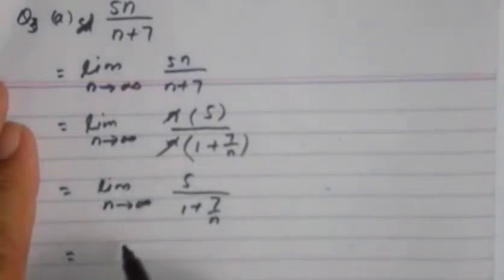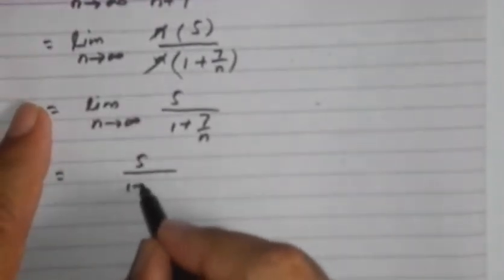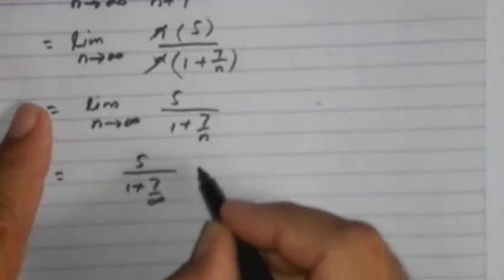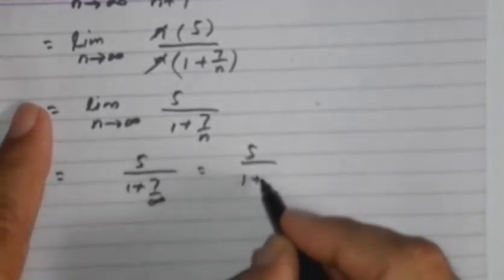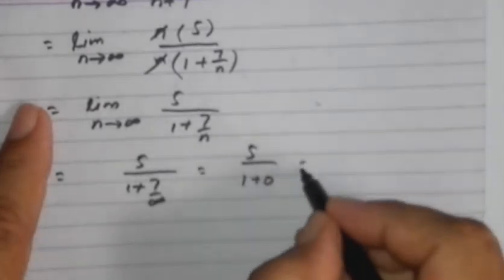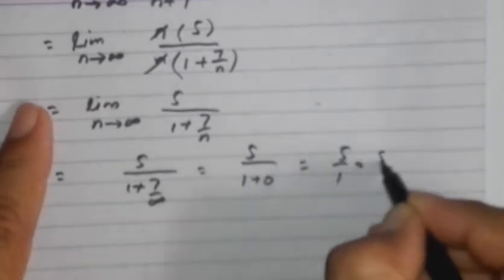Now put the limit: 5 divided by 1 plus 7 divided by infinity. So 5 divided by 1 plus something over infinity is 0. So 5 by 1, 5 is the limit of this question, this convergent sequence.